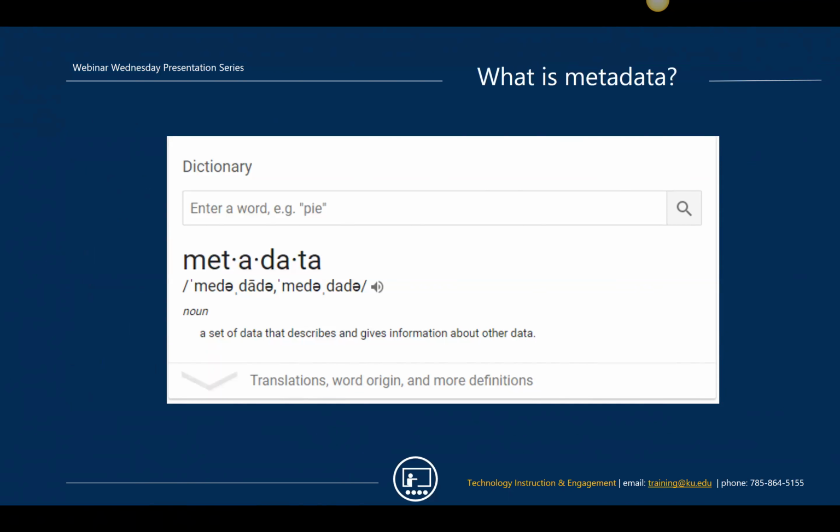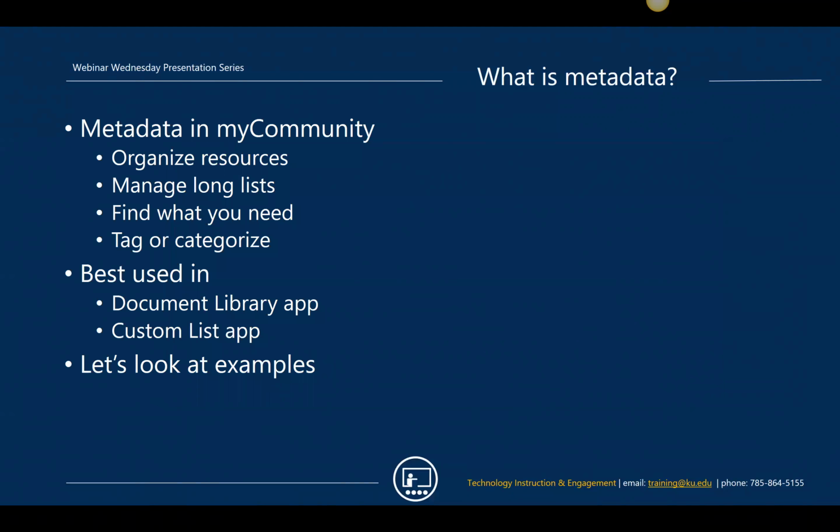So a brief definition of metadata: a set of data that describes and gives information about other data. But what that actually means for us in myCommunity is, let's say we're using our team site to store a lot of information. It could be a list of vendors, a list of team documents, anything we're storing.